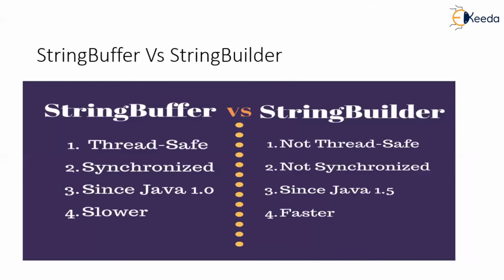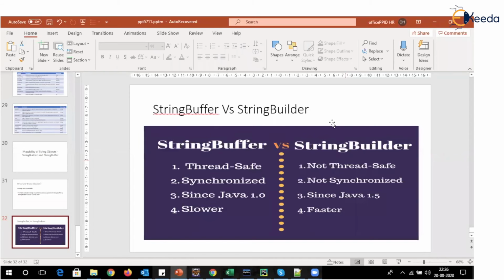Performance wise, StringBuffer is slower because it is thread safe. A lock is put on the resource and then it is released. However, StringBuilder does not have that issue, so the performance of StringBuilder is faster. There are certain methods which are specific to StringBuffer. So let's now see what these methods are. Some important methods are there.